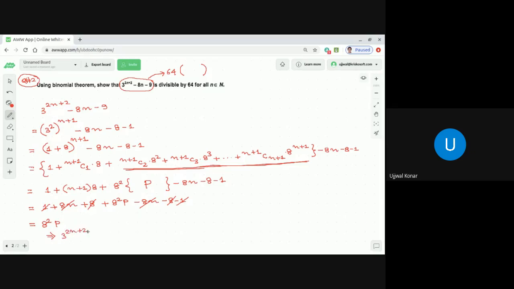3 power 2n plus 2 minus 8n minus 9 is divisible by 64. Dear students, all of you got it?